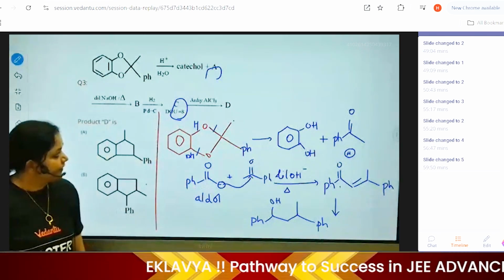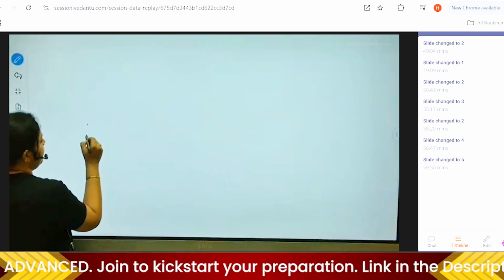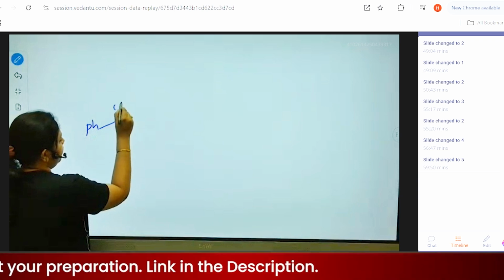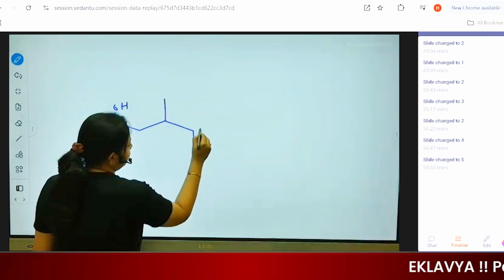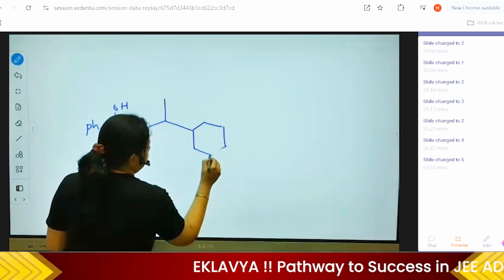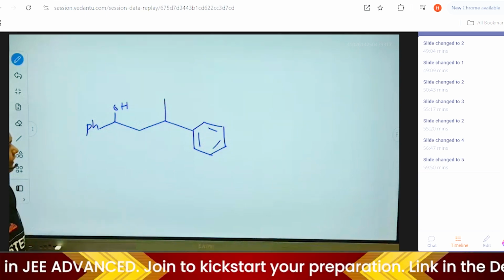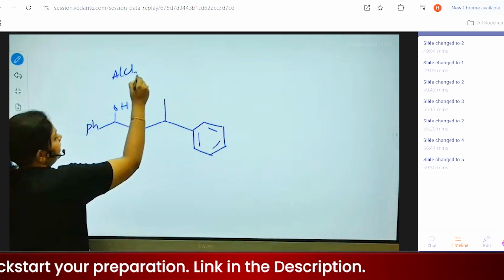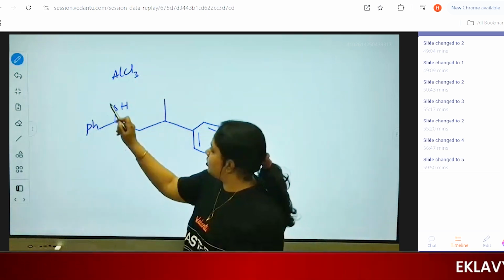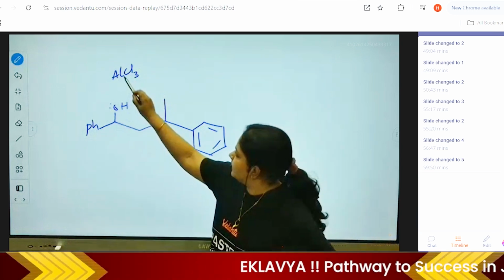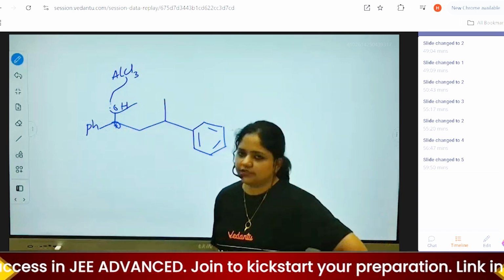Next, moving further, this is reacting with anhydrous AlCl3. Let me take a new page. So what is there here? Ph bond, OH is there. This one, this one, this one, this one. Here let me write down the benzene ring, just to show you. Now what will happen? This is reacting with AlCl3. What is AlCl3? A Lewis acid, electron deficient. It will definitely go where? It will go to the one which is electron rich. It will come and abstract here. This will go away. So what has formed here? There is a positive charge formed here.